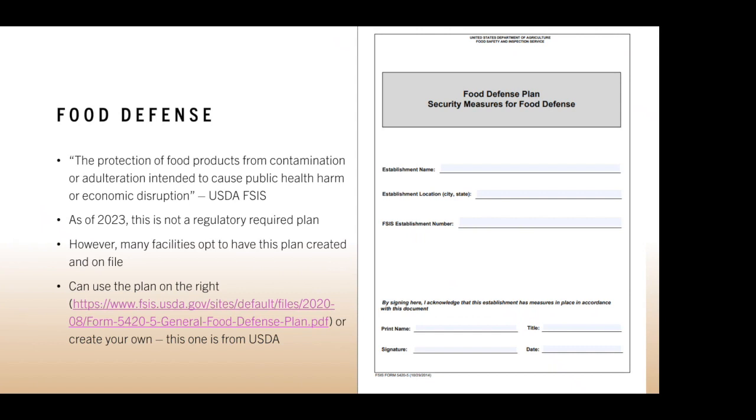Defense. Food defense is a voluntary program currently. It is implemented to protect food products from contamination or adulteration intended to cause public health harm or economic disruption. As of the time this basic HACCP presentation is published, a food defense plan is not required by regulation. However, many facilities do opt to have one on file. FSIS has a template for a food defense plan, and you can fill it out by visiting the link on the screen.